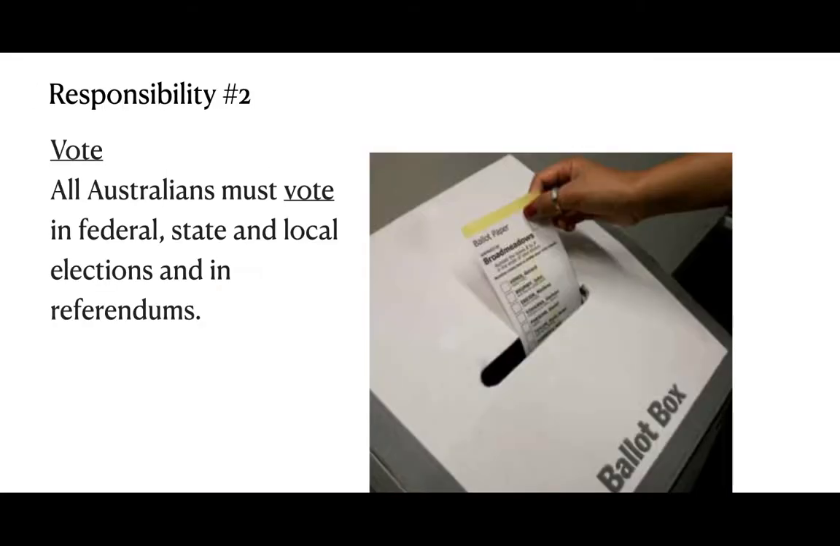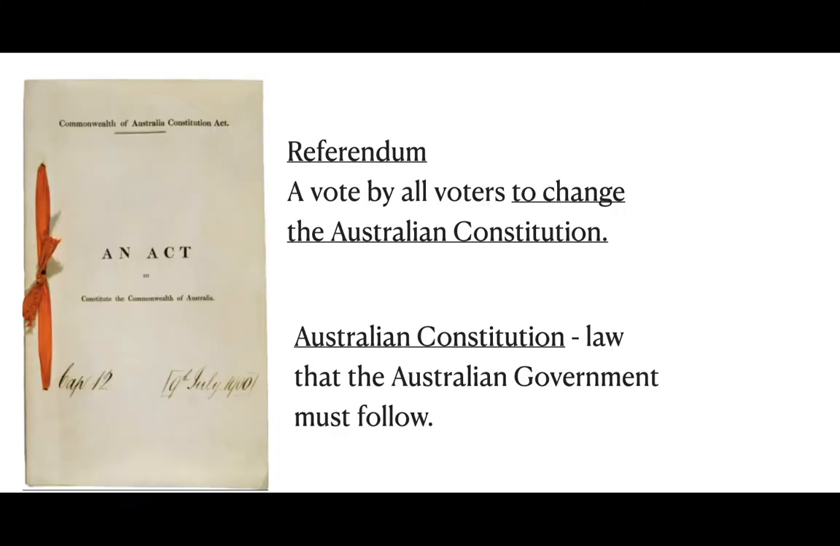Responsibility number 2 is to vote. All Australians must vote in federal, state, and local elections and in referendums. Referendum is a vote by all voters to change the Australian Constitution. Australian Constitution is the law that the Australian government must follow.